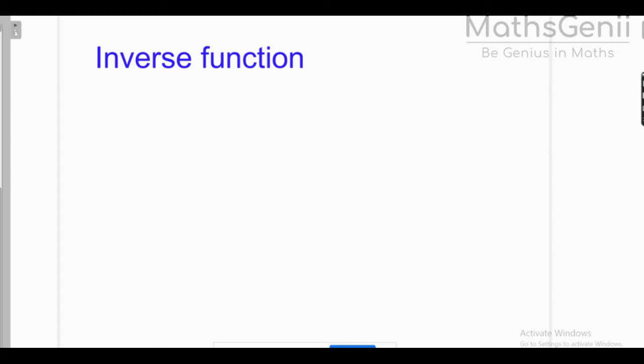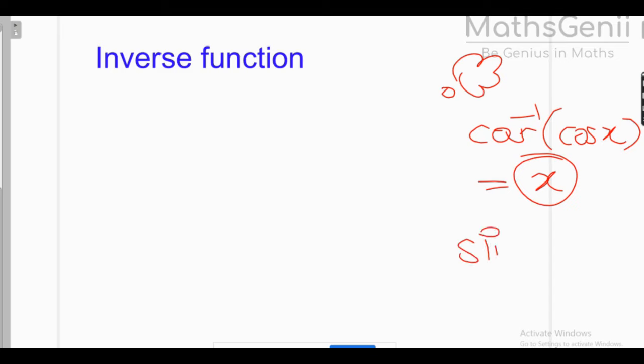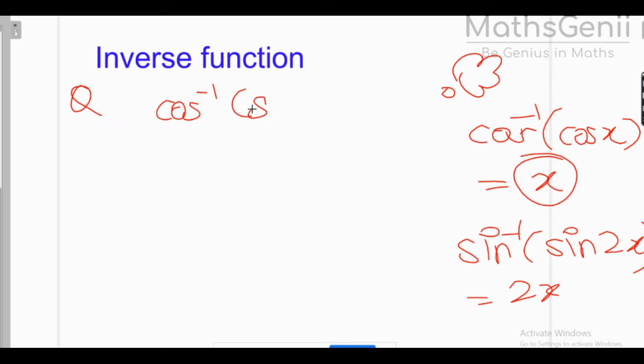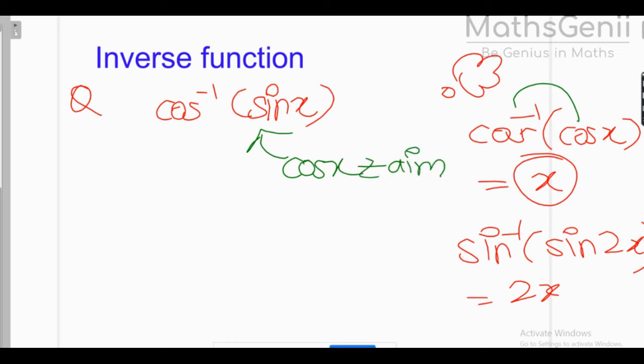Now how do you find inverse functions? This is also pretty simple, very simple rather. Let's take an example to understand better. First, I would like to explain a small concept, which is if you have cos inverse into cos x, this cos inverse cos gets cancelled and what remains is x. Similarly, if you had sine inverse and sine 2x, this and this will get cancelled and the remaining will be 2x, correct? So your question is cos inverse of sine x. What is my goal? My goal is to cancel. My goal is to make the bracket as cos x. This is my aim. Okay.